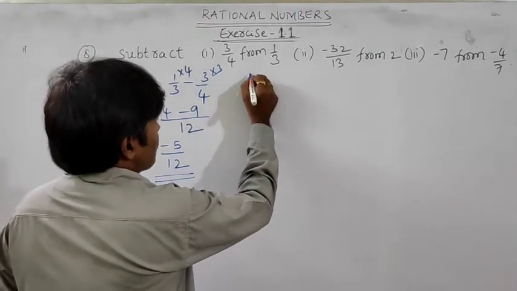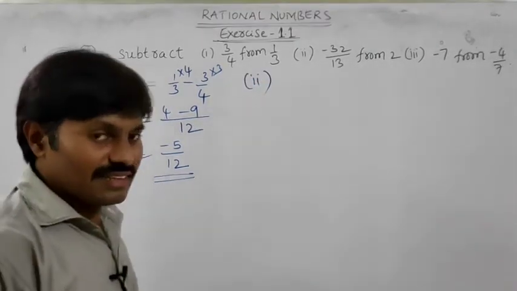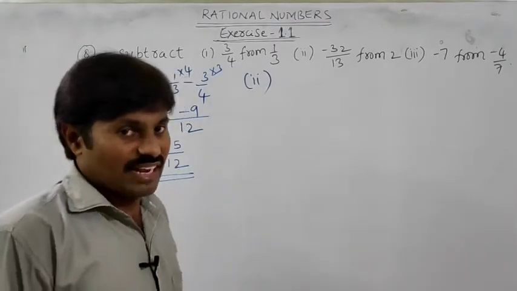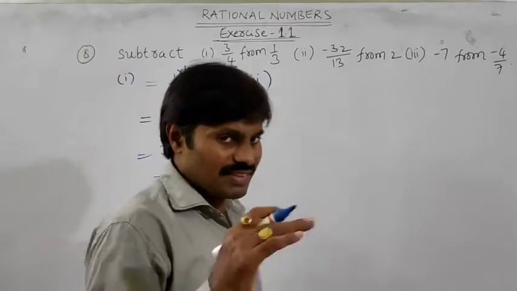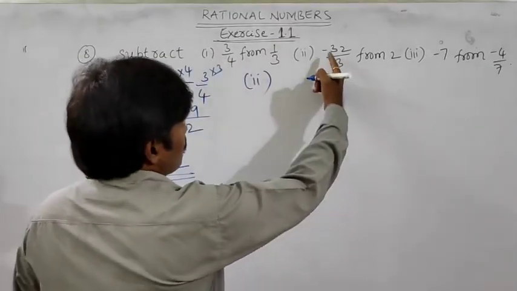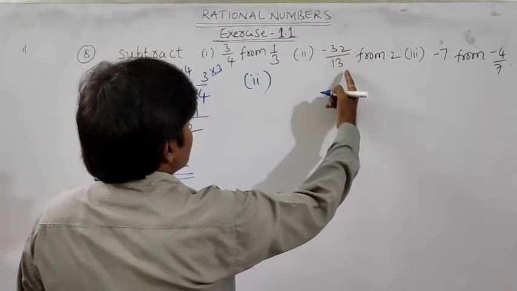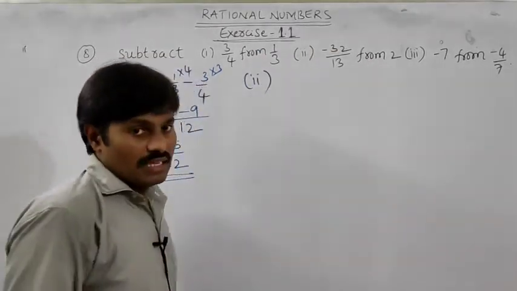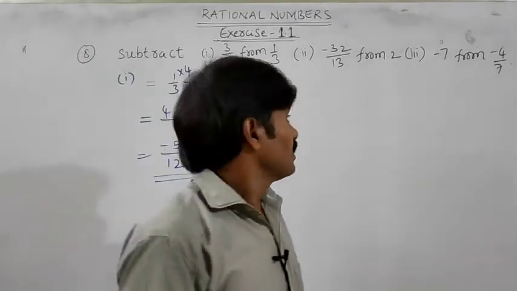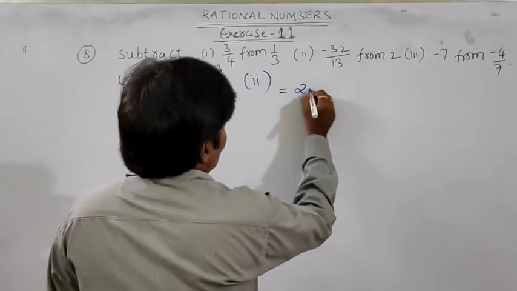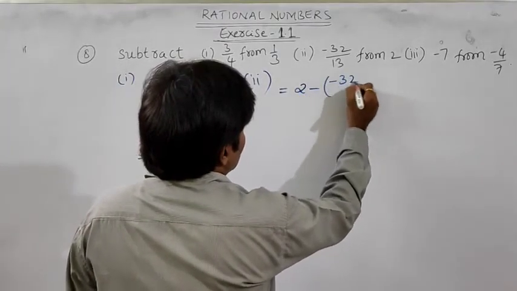Similarly, the second one. Is it clear? Are you clear about this subtraction of fractions? Yes, we have learned this in the 7th class itself. Just recalling. Okay. Here also, subtract minus 32 by 13 from 2. So it becomes 2 minus of minus 32 by 13.